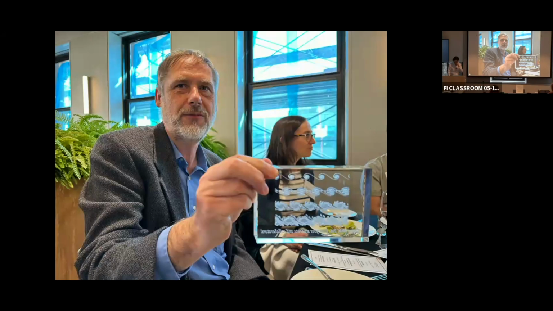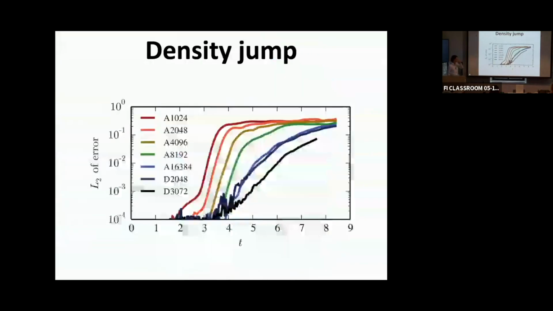So that's all that I wanted to say about this. I think the point is just that this hopefully shows you the power of these spectral methods in terms of accuracy.